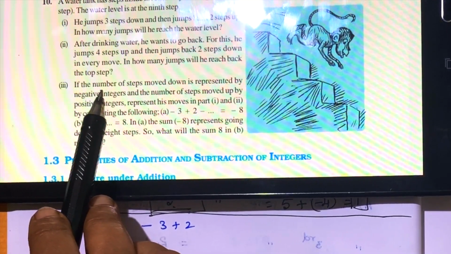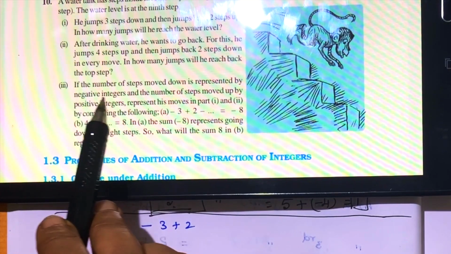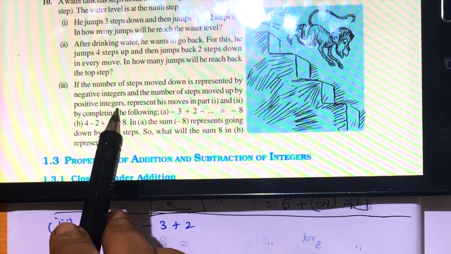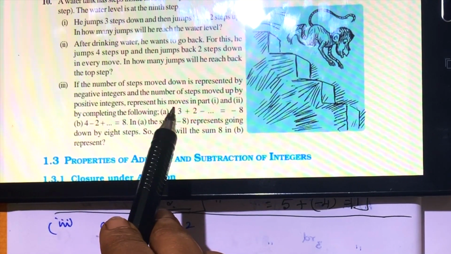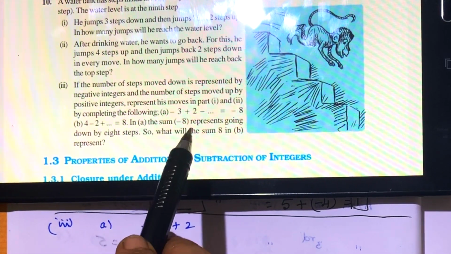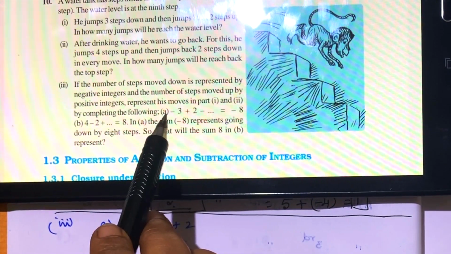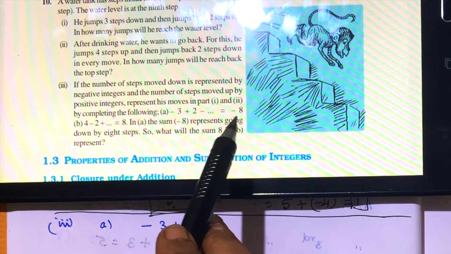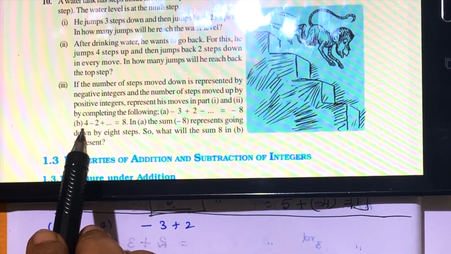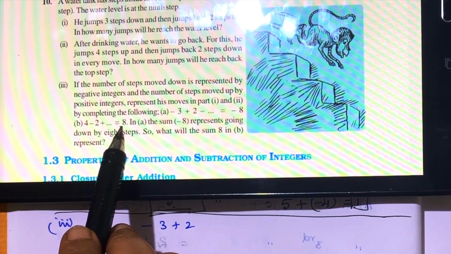If the number of steps moved down is represented by negative integers and the number of steps moved up by positive integers, represent his moves in parts 1 and 2 by completing the following. So A is given: minus 3 plus 2 and minus, the same way you have to go till you get minus 8. The B sum: 4 minus 2 plus, the same way you have to go till you get 8.